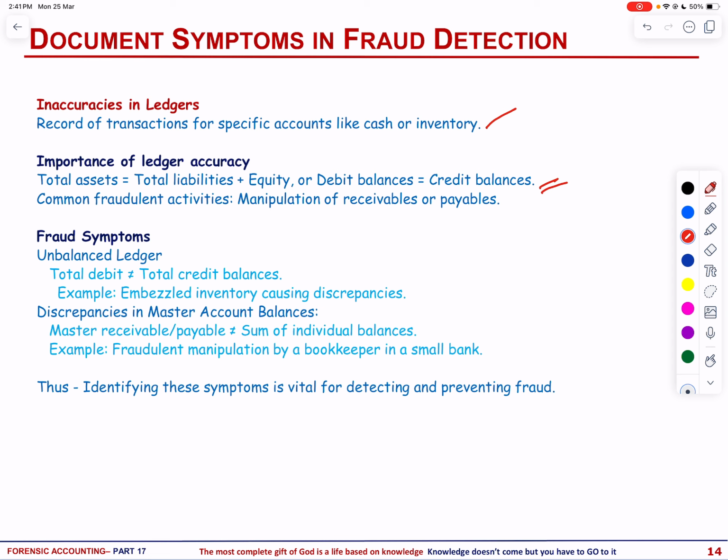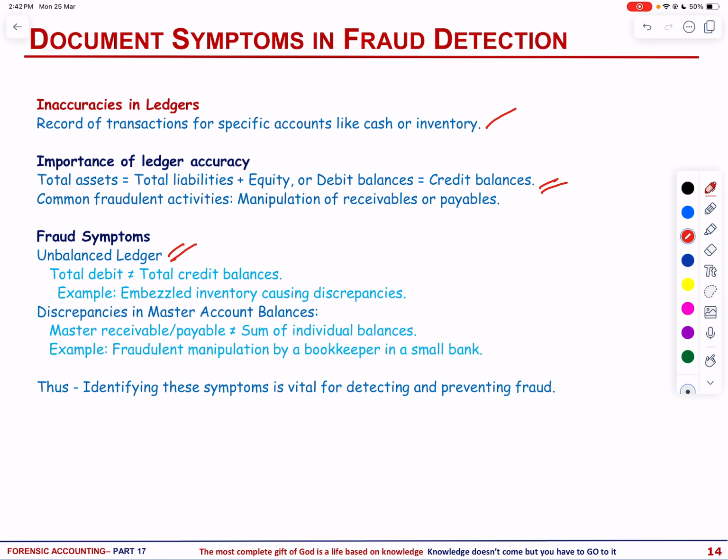Fraudulent activities often involve manipulation of receivables from customers or payables to vendors. Two common ledger fraud symptoms include an unbalanced ledger. That is, total debit balances do not equal total credit balances, indicating an incomplete cover-up in accounting records. For instance, embezzled inventory may not be reflected accurately, causing discrepancies between recorded and actual inventory levels.